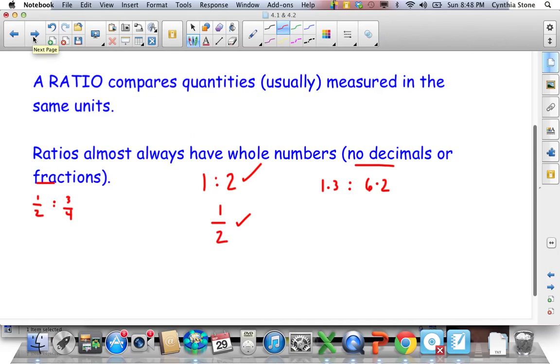And just to be clear, these are bad. So that's a bad one. We don't like that. We don't want a half to a quarter, and we don't want decimals. Not to say that you'll never see it, but they're not the best. It should be like this, and specifically in our lessons like this.